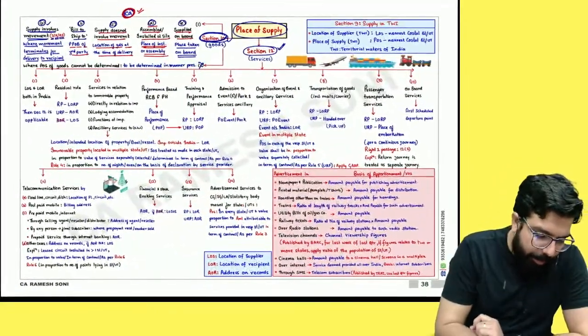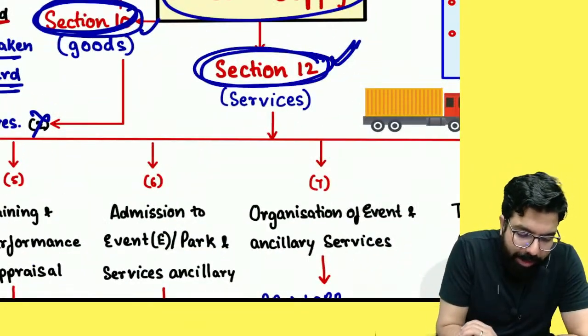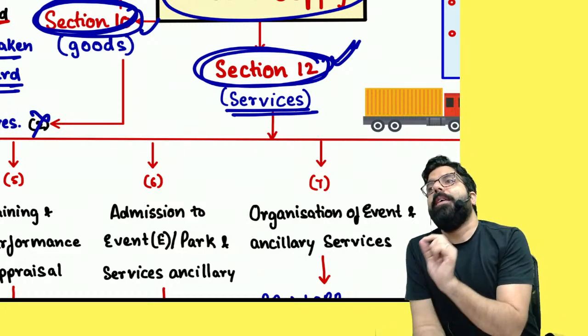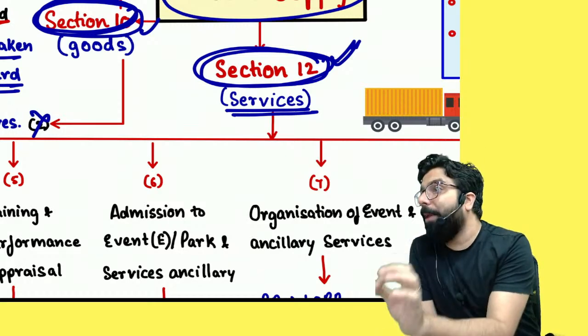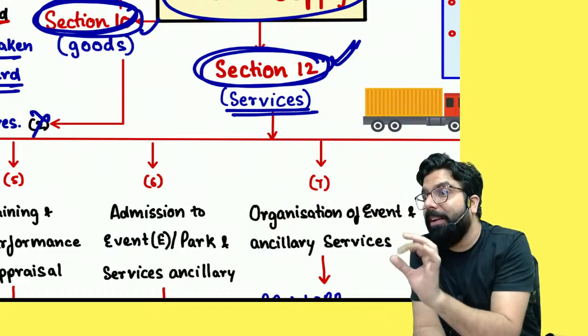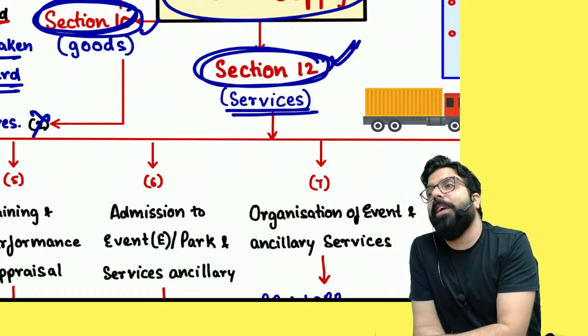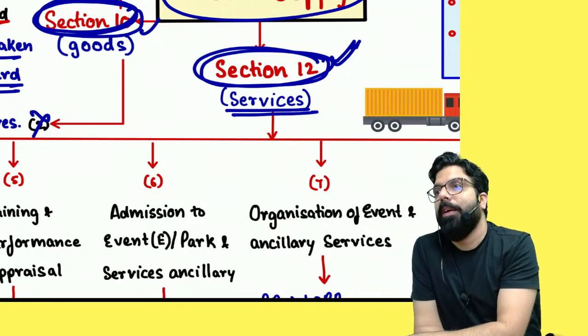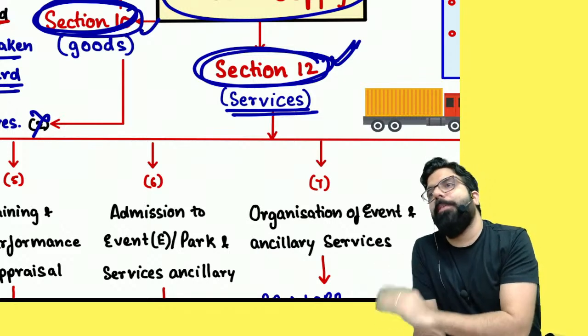Next. Now, section number 12 comes, which talks about services. Section number 12 is applicable when supplier and recipient both are in India. Section number 13 is applicable when supplier or recipient, anyone is outside India. 13 is not applicable for you. Are we clear? So section number 12(1) is not for you.